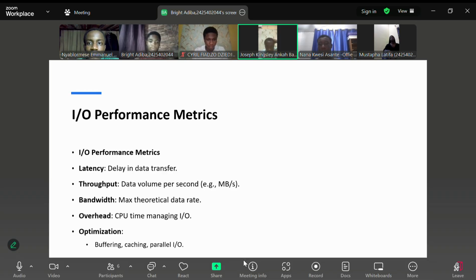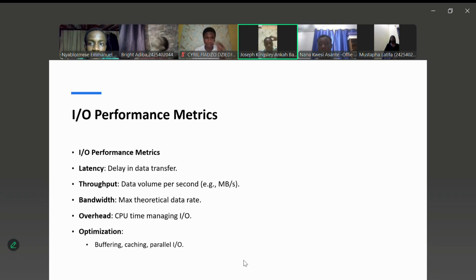And the last one, we talk about batching and parallel input output. To improve input output performance, we use techniques like buffering, where data is temporarily stored to handle speed differences. Thank you.